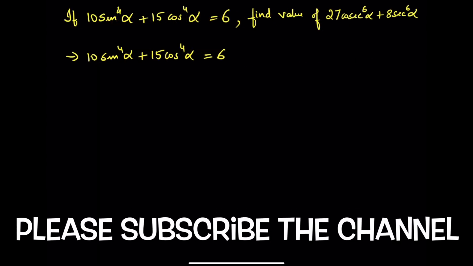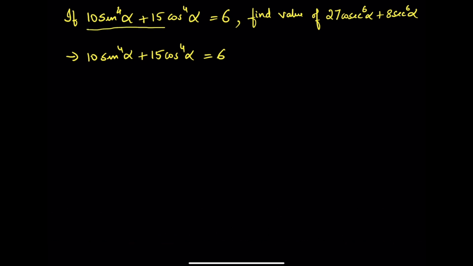So let's solve the second problem now. Here we have been given the information that 10 times sine to the power of 4 alpha plus 15 times cos to the power of 4 alpha is equal to 6. We have to find the value of 27 cosecant to the power of 6 alpha plus 8 secant to the power of 6 alpha. So let's see how we can use this information.